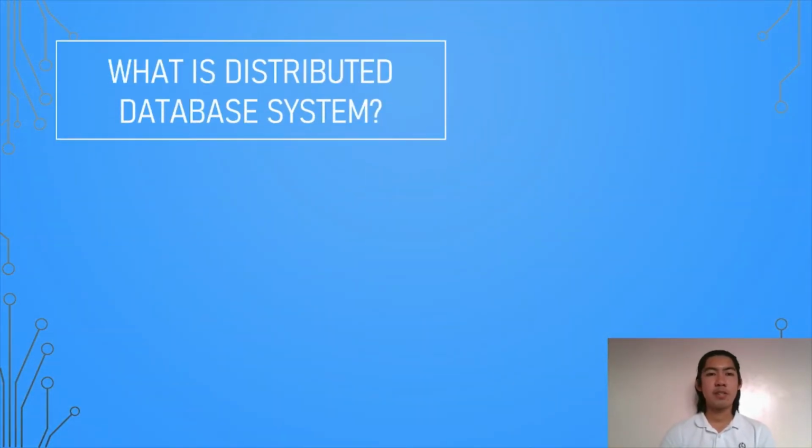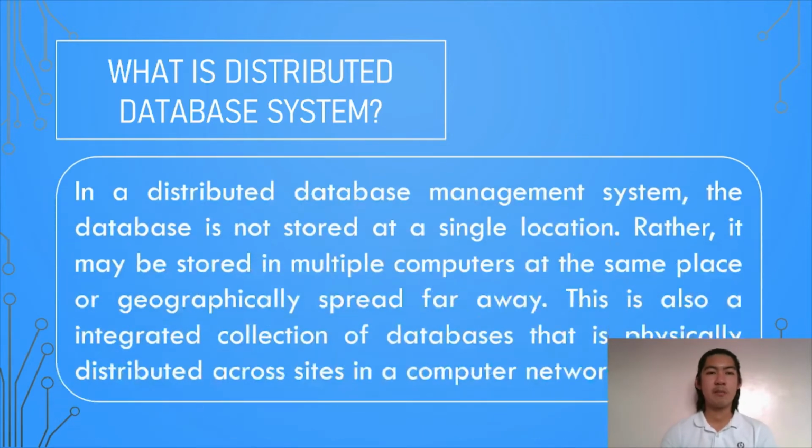Next is, what is a distributed database system? In a distributed database management system, the database is not stored at a single location. Di ba sa centralized database is nakastore siya sa isang single location lamang? So sa distributed naman ay hindi. Rather, it may be stored in multiple computers at the same place or geographically spread far away. This is also an integrated collection of databases that is physically distributed across sites in a computer network.